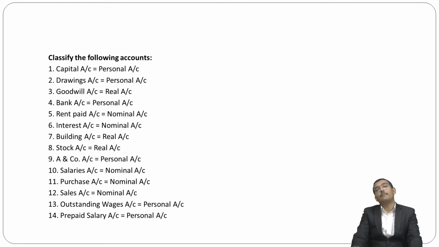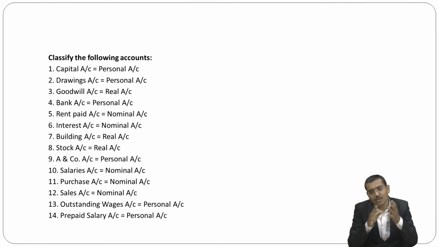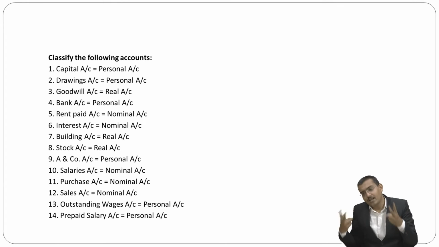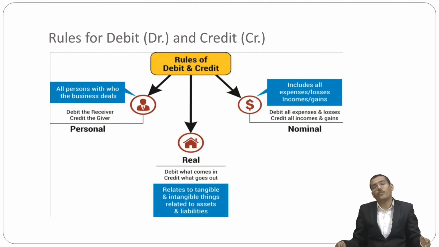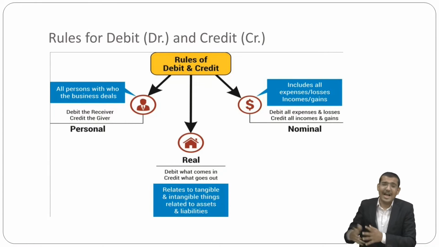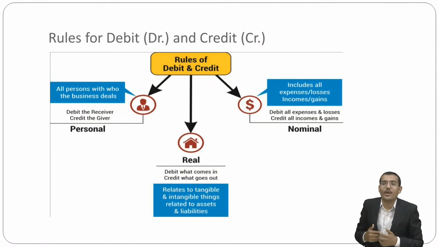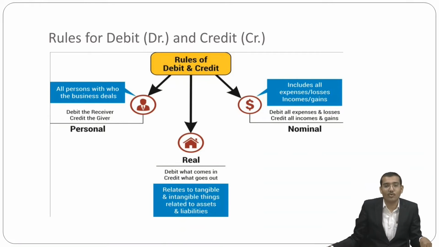So these are, my dear friends, the classification of accounts according to personal account, real account and nominal account. In real account, there are another two aspects, that is tangible real and intangible real accounts. Now move forward to the rules for debit and credit. After defining these accounts, the rules are very important. How can we record it in a journal? So the rules of debit and credit are important.